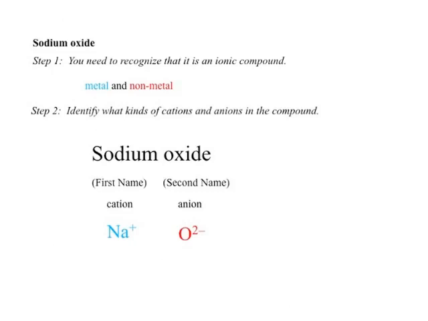Sodium, what kind of cation does sodium make? Remember, sodium is in group 1A. That means sodium is always positive, Na plus. Oxygen always gains 2 electrons and becomes O2 minus. So sodium oxide is made of sodium ions and oxide anions. Let's move to the next slide.